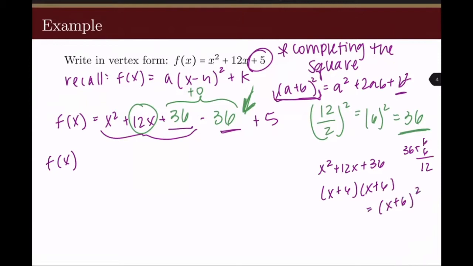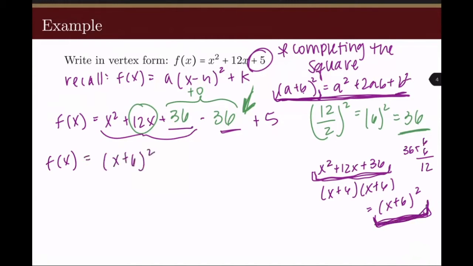Either way, you can see how we have x plus 6, 12, and then we have this trinomial, which is the same as this guy up here. We have something plus something squared equals. So this is our something plus something squared. So this is going to equal x plus 6 quantity squared, and then we just have that minus 36 plus 5 tacked on to the end. So it's going to mean f of x equals x plus 6 quantity squared minus 31.